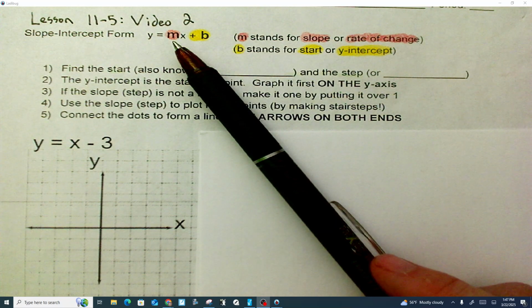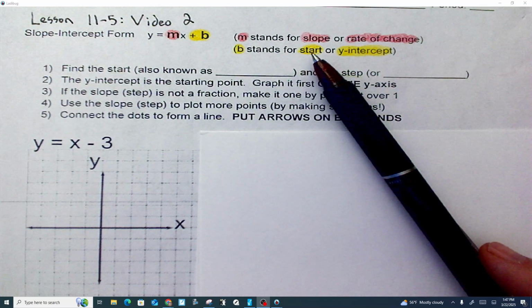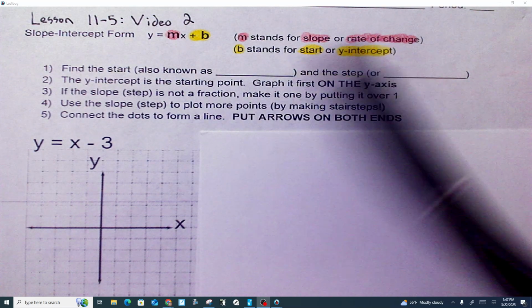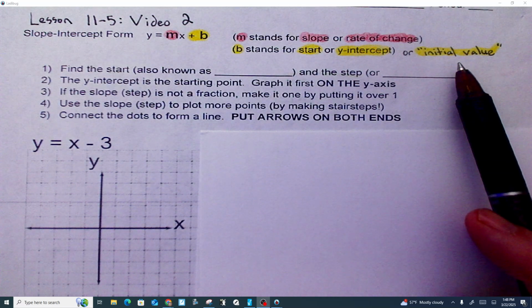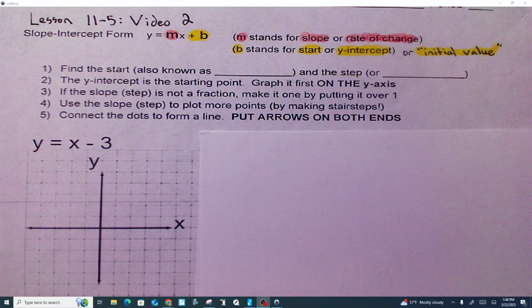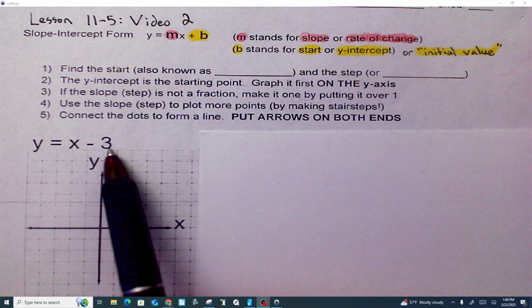Where this M stood for the slope or rate of change, the B, you've been calling it the start, but the actual term would be the y-intercept, or sometimes referred to as the initial value, which is very much like, hey, what are you starting with? Okay, so how would we go graph these random slope-intercept form equations?